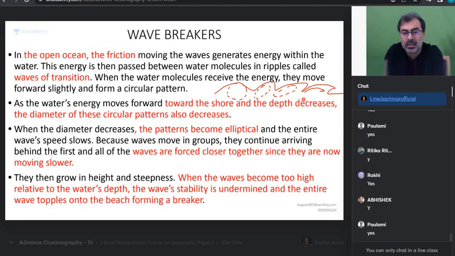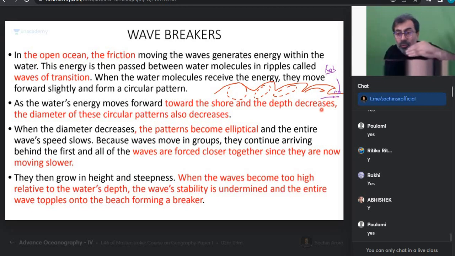When the diameter decreases, the pattern becomes elliptical. Waves are forced close together since they are not allowed moving further. When the waves become too high relative to the water depth, the wave stability is disturbed and the entire wave topples. When it topples, it creates froth. And this one rushing towards the coast. This is the time when actual movement of water happens.